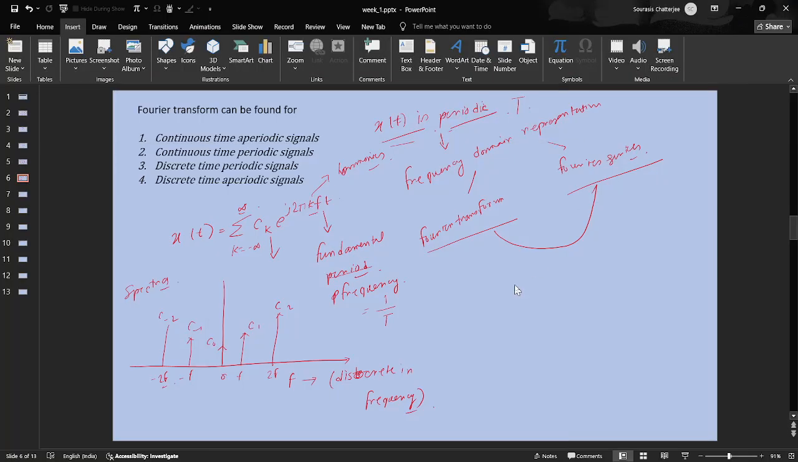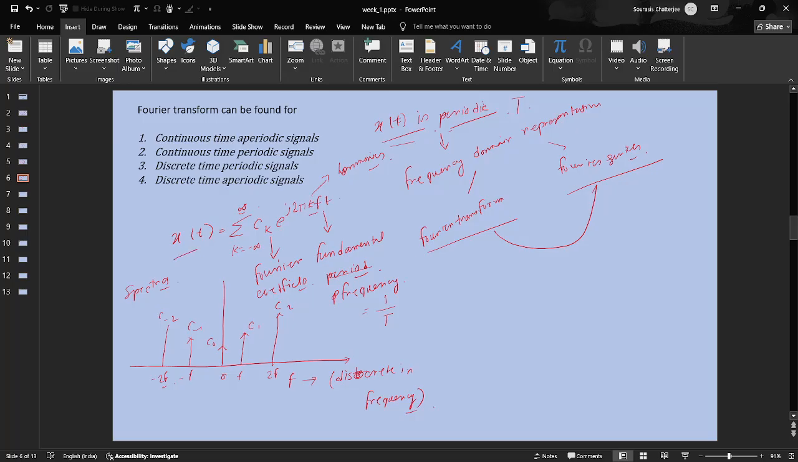So I was talking about even if my signal has fundamental frequency f, it doesn't mean the spectrum is non-zero only at f. The non-zero component will keep appearing at every harmonic of the original frequency, and these c_k's are called, as you know, Fourier coefficients.